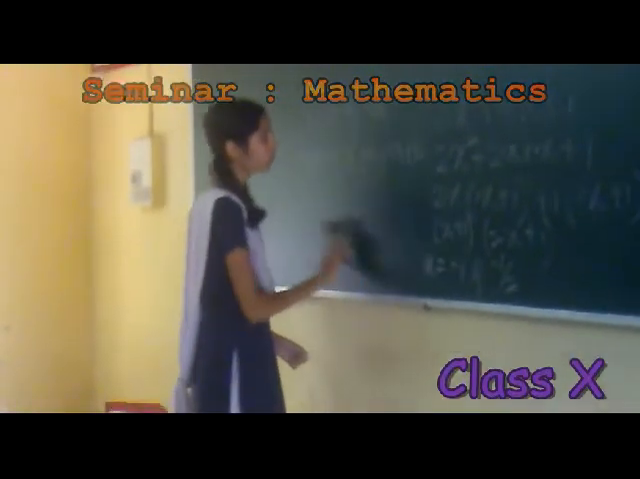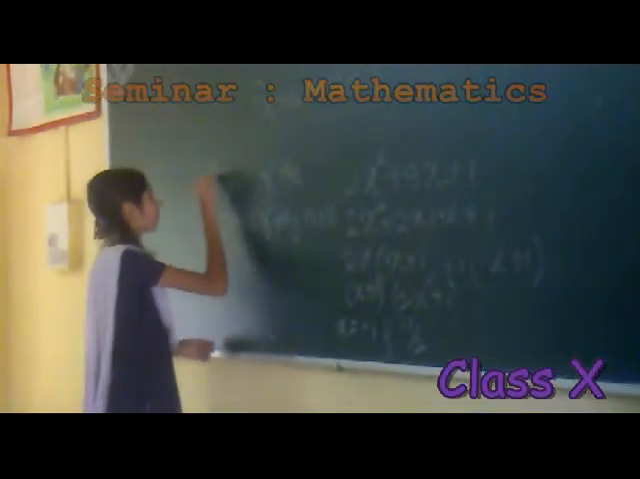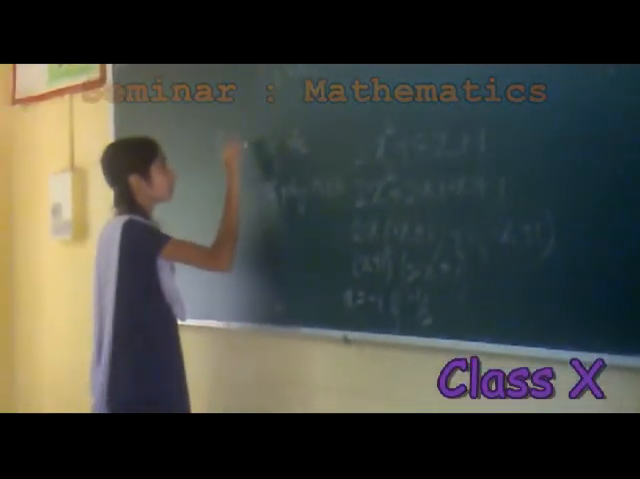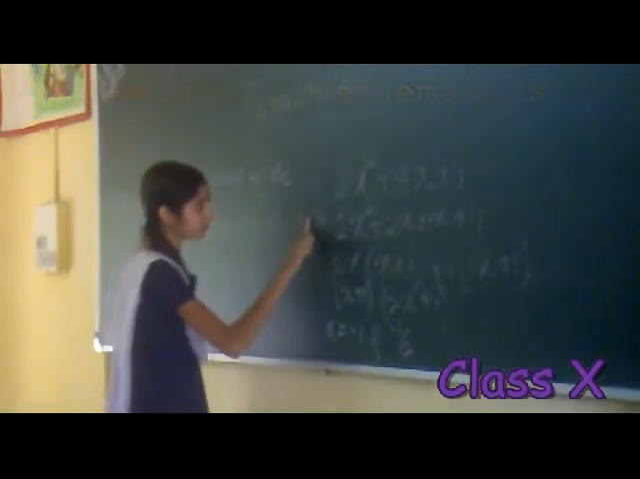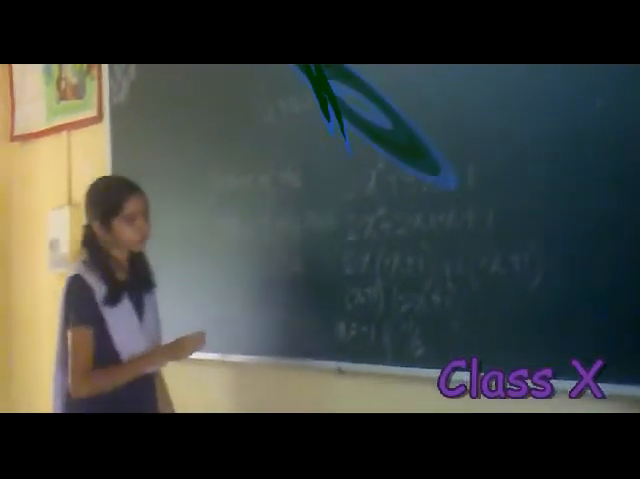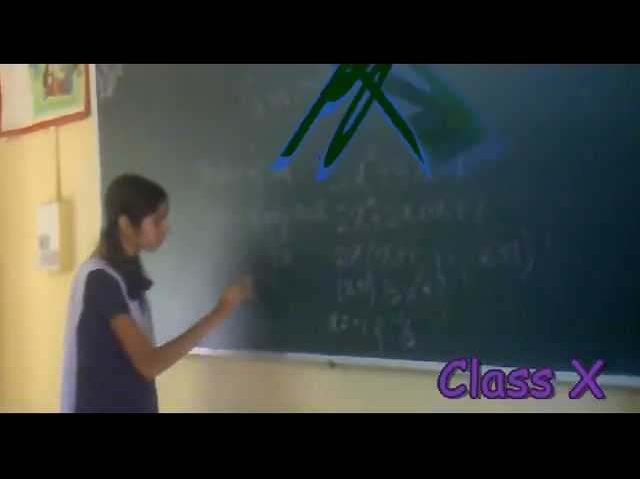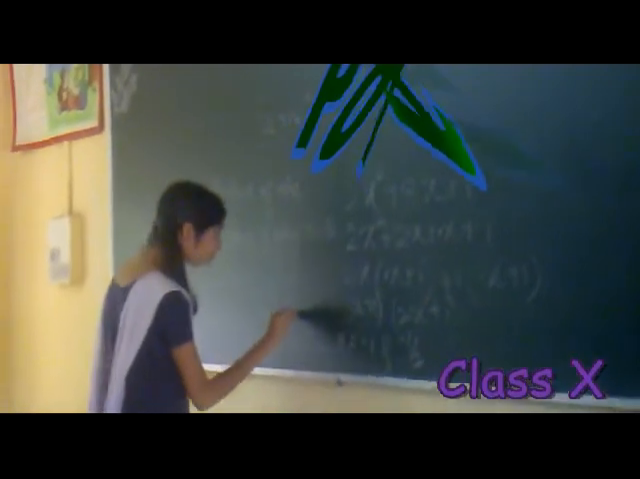Now we will look at the product of zeros. That is c upon a. Here the product of zeros will be -1 into -1 upon 2. That will be 1 upon 2. That is c upon a.